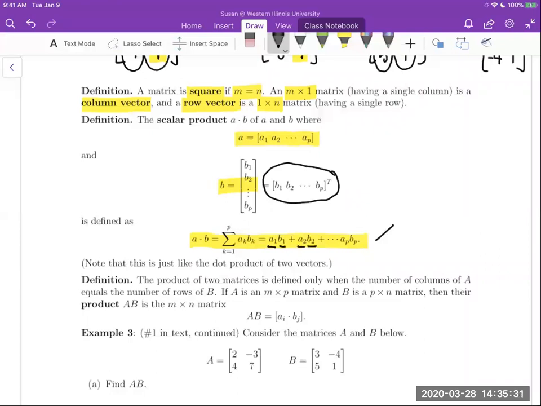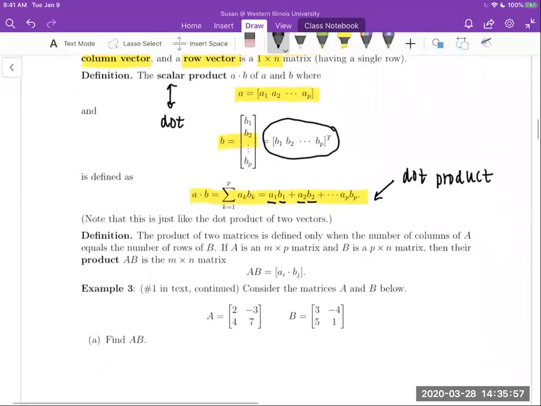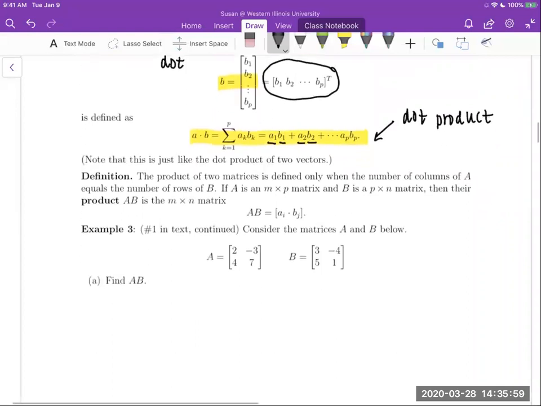And holy cow, this should look familiar. This is just the dot product that we learned back in Calc 3. These guys are just vectors. We're just writing them in terms of a matrix, but they're just vectors. And so when we talk about the scalar product, it's the same as the dot product. We're going to be utilizing that quite a bit whenever we're talking about matrix multiplication.